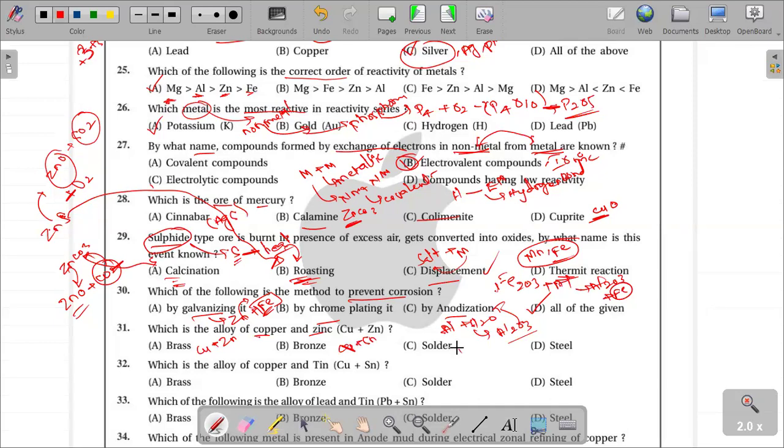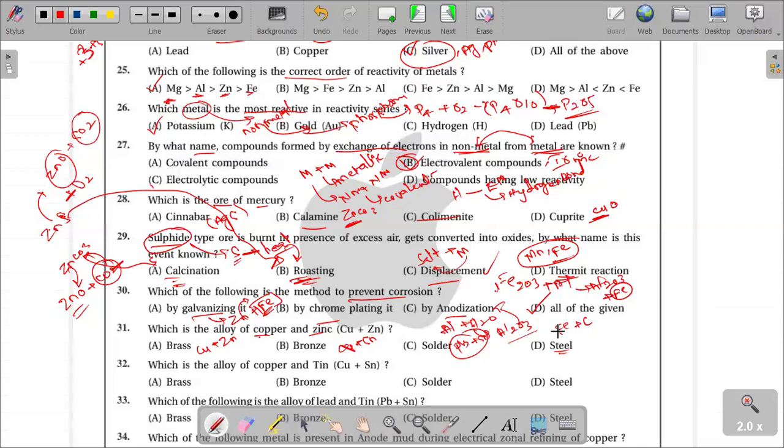Then solder means tin plus lead. And next, steel means iron plus carbon.